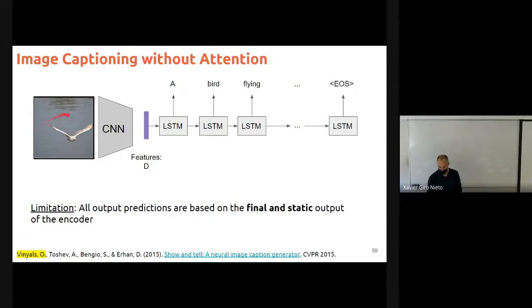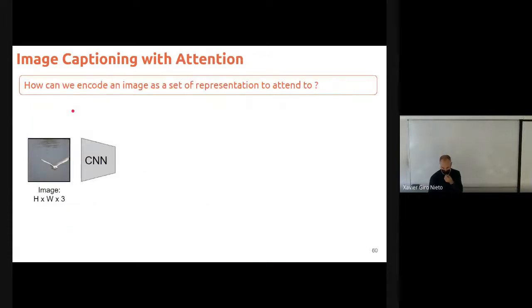If we don't apply attention, when we predict the outputs, they will be conditioned in the same way by the whole image. But we would like to have the image in such a manner that we have a set of representations to attend to, decomposing the image into tokens, more or less, so that we can compute attention scores for each of these tokens or parts of the image.